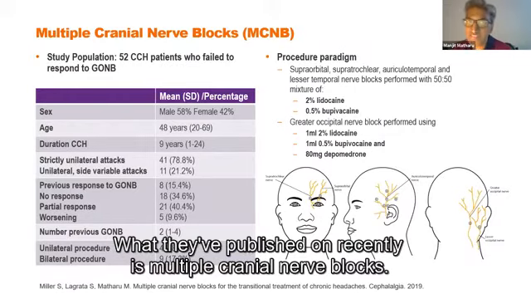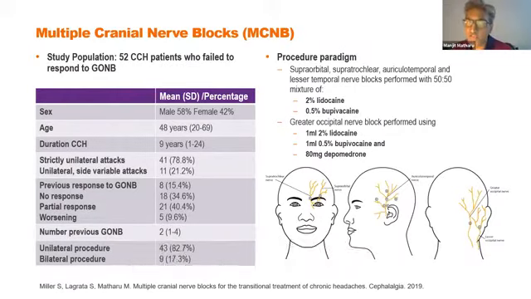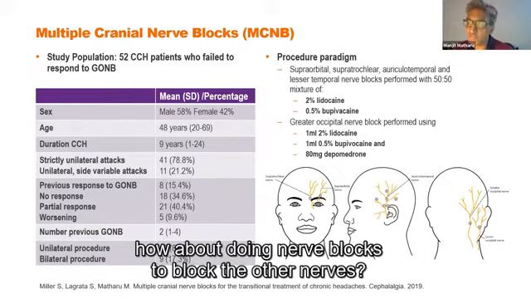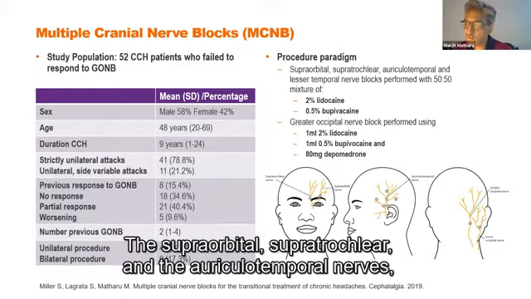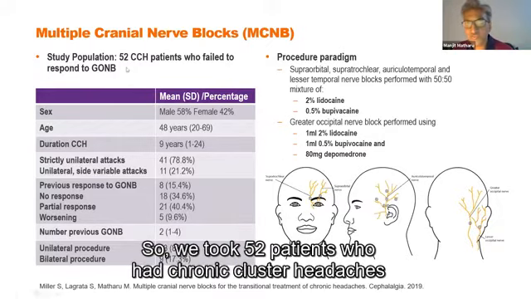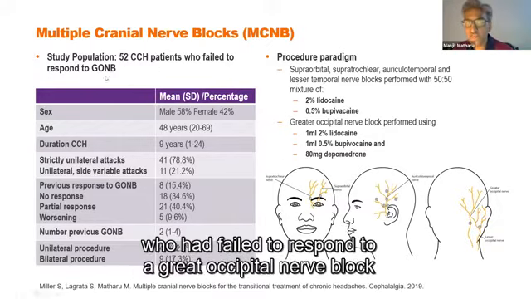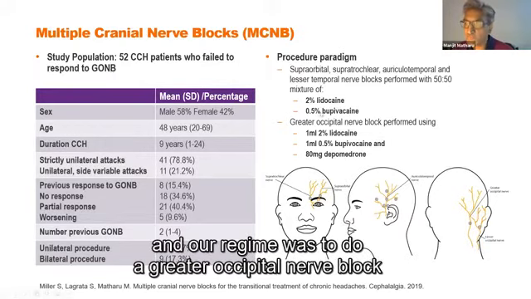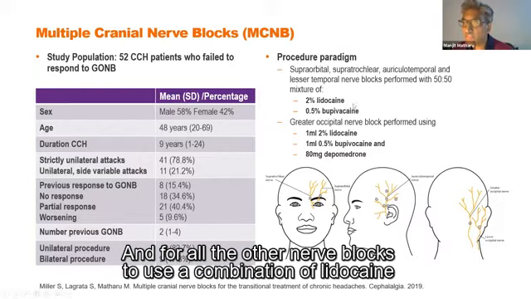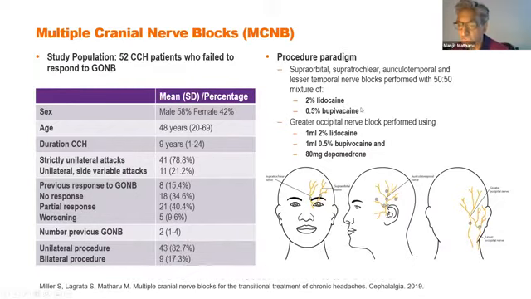What we've published on recently is multiple cranial nerve blocks. So the concept over here is that if a nerve block just over the occipital nerve is ineffective, how about doing nerve blocks to block the other nerves, the supraorbital, supratrochlear, and the auriculotemporal nerves, as well as the lesser occipital nerves. So we took 52 patients who had chronic cluster headaches, who had failed to respond to a greater occipital nerve block. And our regime was to do a greater occipital nerve block with local anesthetics and depomedrone, and for all the other nerve blocks to use a combination of lidocaine and bupivacaine.